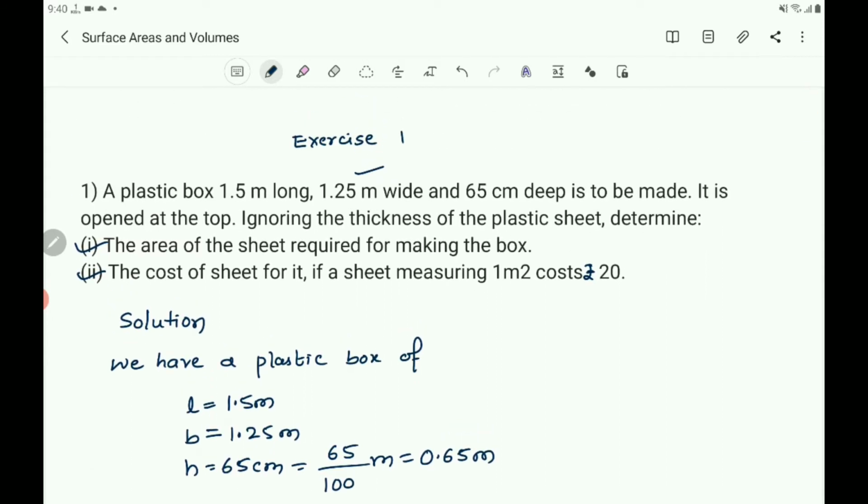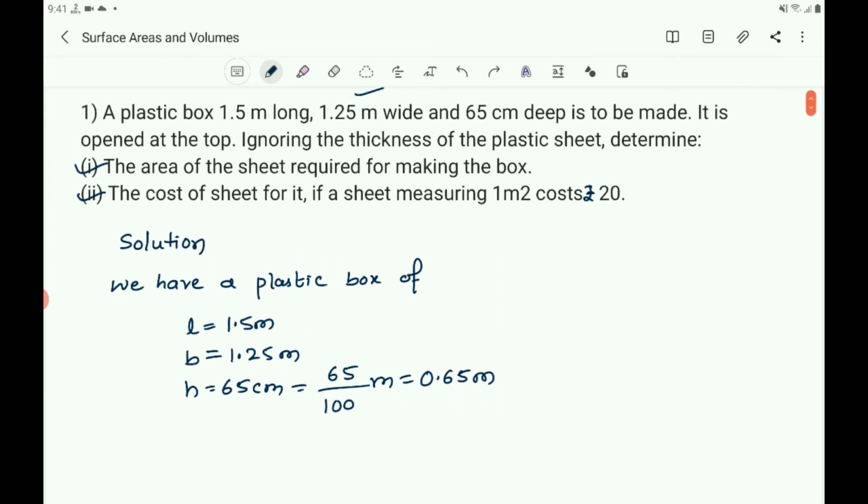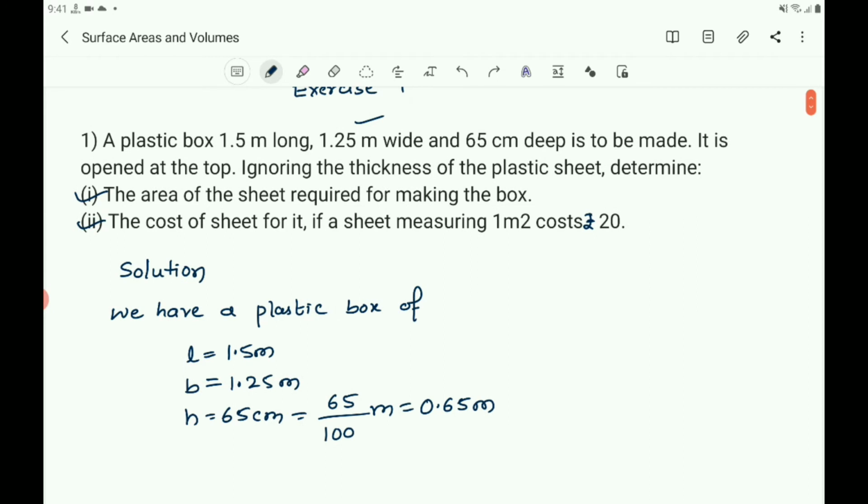Now here, what do you have to find out? We have to find the surface area of the plastic sheet required for making the box. Here we have to find the total surface area of the box, but one thing is given: it is open at the top. So here bases are not 2, only 1.